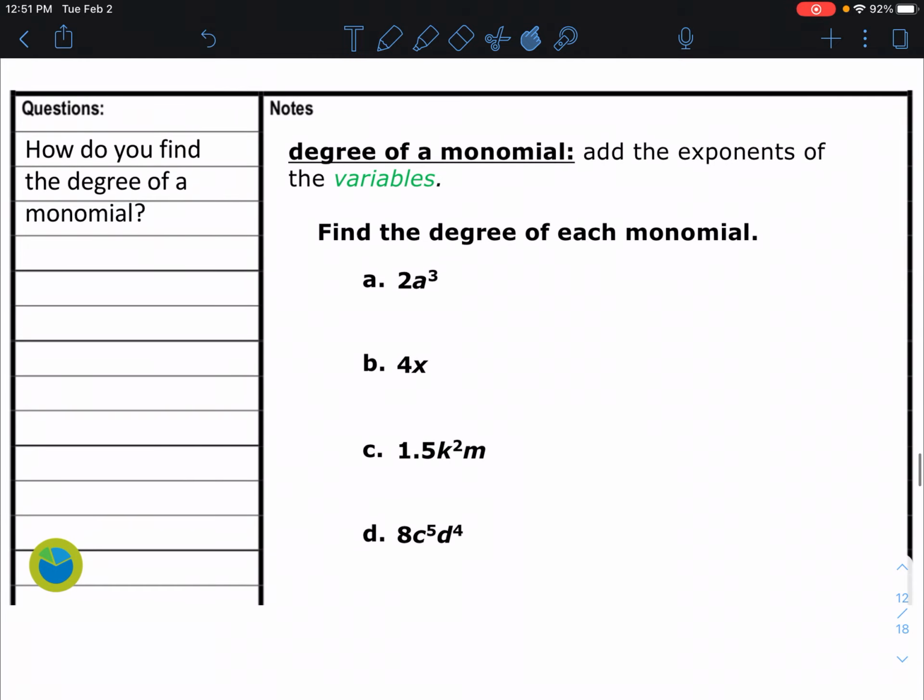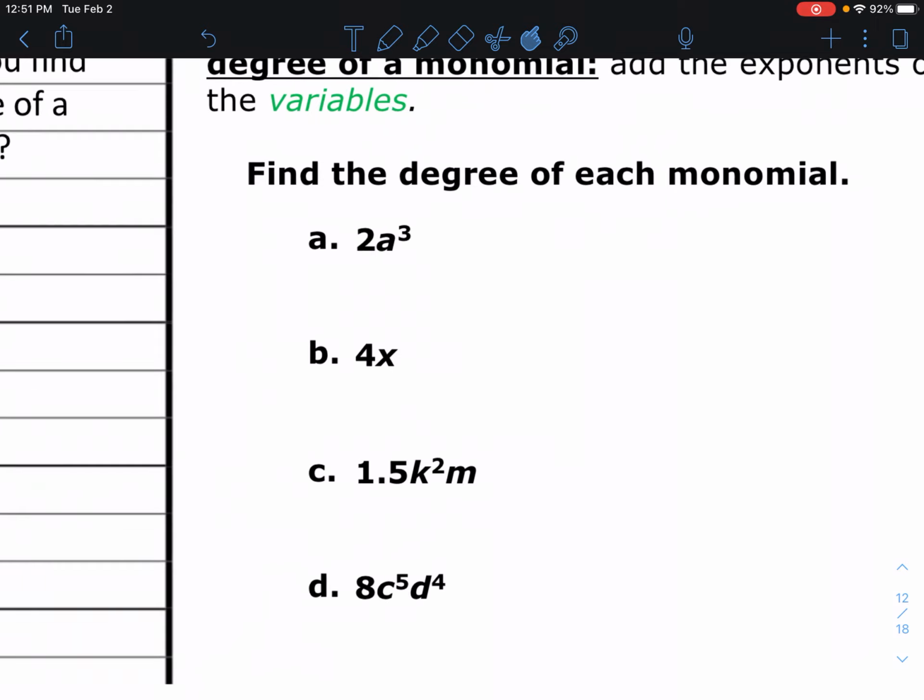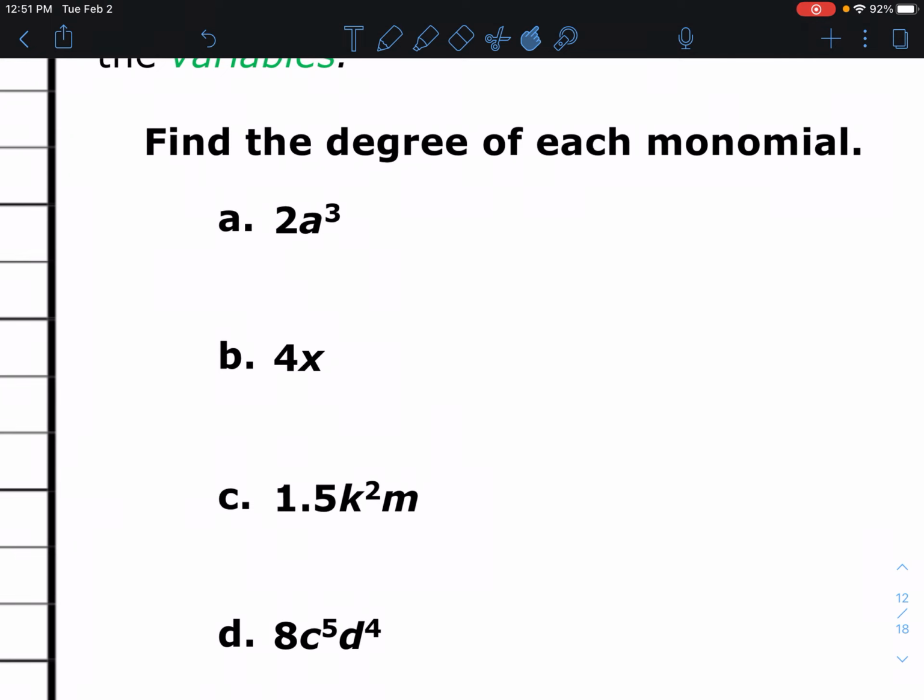Okay, just a quick reminder from last time. We learned how to find the degree of a monomial. If you recall, you take the exponents of the variables and you add them together. So, what is the degree of 2a to the third? Okay, this has a degree of 3. Here's the variable, and here's the exponent on the variable. There are no other variables, so that would be it.